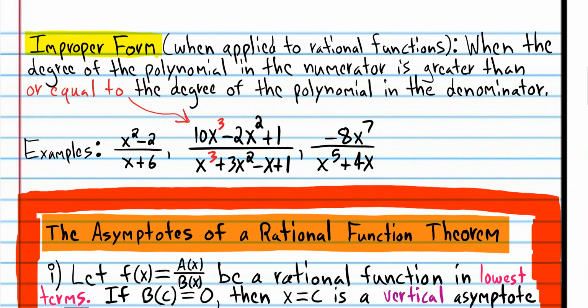Now, improper form is obviously the opposite situation, where the degree of the polynomial in the numerator is greater than the degree of the polynomial in the denominator. So here our degree is 7, in the denominator our degree is 5. So that's pretty obvious, that's improper form. But just be aware that when the degrees are the same, that's also improper form. So if the degree of the polynomial in the numerator is equal to the degree of the polynomial in the denominator, that is also improper. So make a mental note of that.